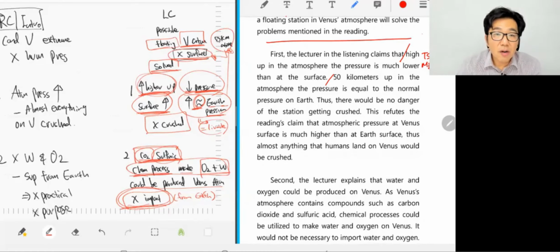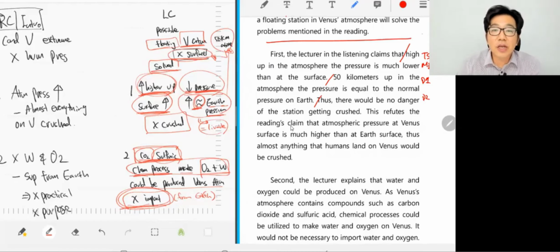So details are 50 kilometers above the atmosphere, the pressure is the same as the Earth. So nothing will be crushed and it will be livable higher up in the atmosphere. Okay, two details. So 50 kilometers up in the atmosphere, the pressure is equal to the normal pressure on Earth. Detail 1 completed. Therefore, there will be no danger of station getting crushed. Detail 2. Beautiful. Okay, perfect.